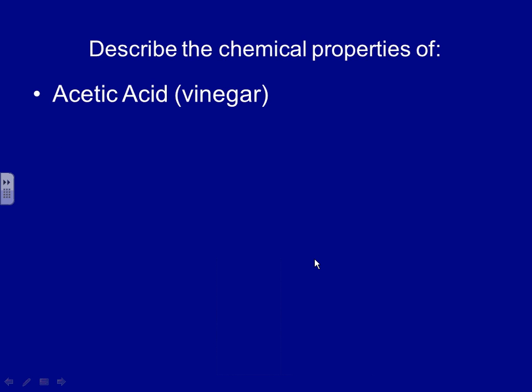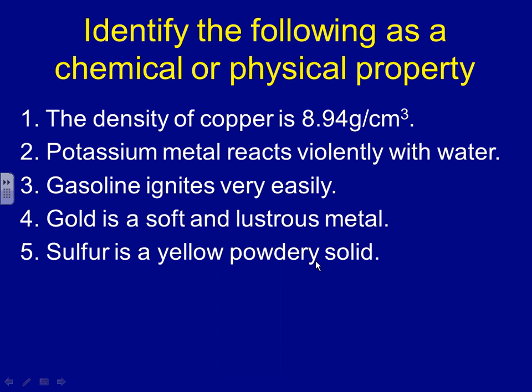Okay, so we've described some physical and chemical properties. This is just a little bit of a practice thing. Identify the following as chemical or physical. I'm also going to get you to tell me whether it's qualitative or quantitative. Don't need to write this down. Just some practice stuff. The density of copper is 8.94 grams per cubic centimeter. So is this physical or chemical? Yep, physical. Excellent. Is it quantitative or qualitative?